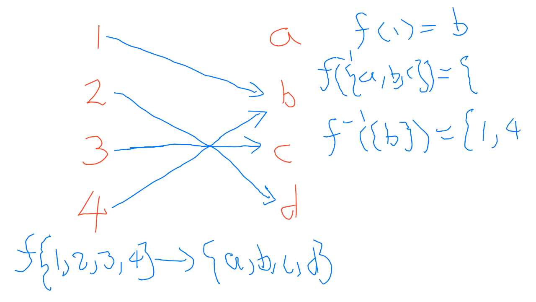Let me make it easier for you then. What's the inverse image of the set containing A? You better get this one right. The empty set. Good. Nothing maps to A.